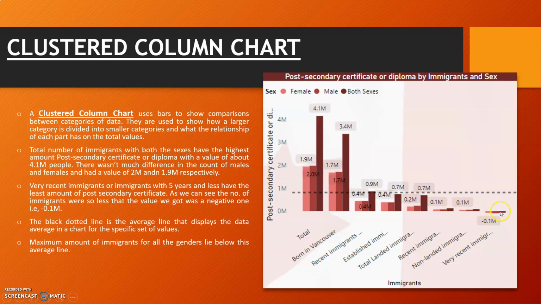If we go to the extreme right, we can see that very recent immigrants, or immigrants with 5 years or less, have the least amount of post-secondary certificates. This black dotted line over here represents the average line.